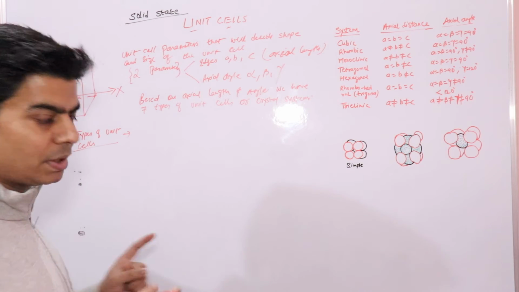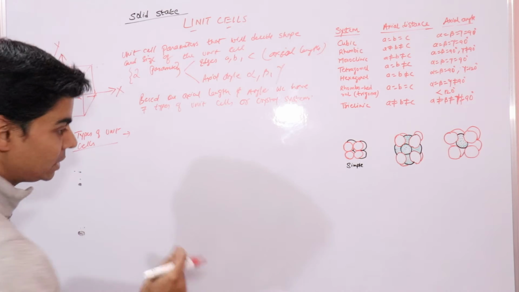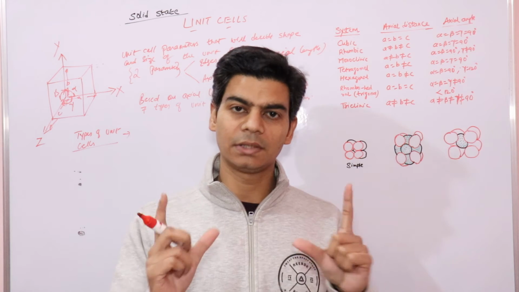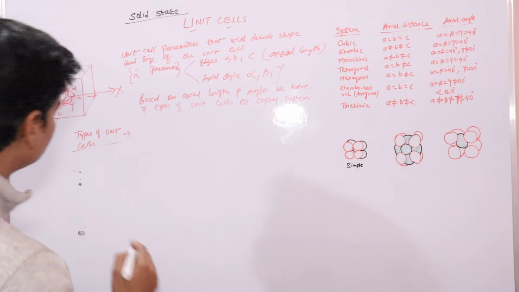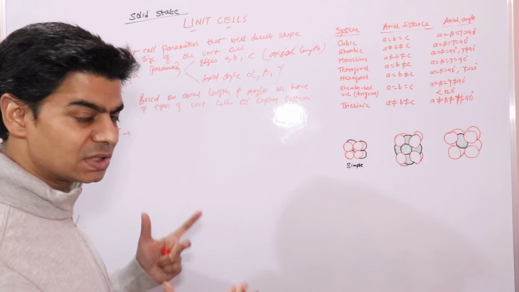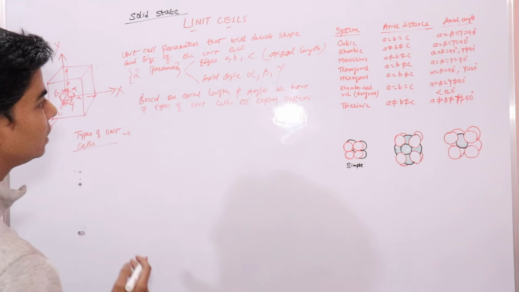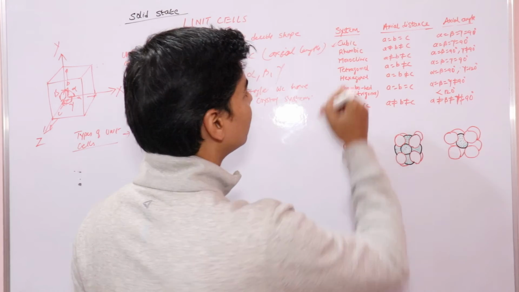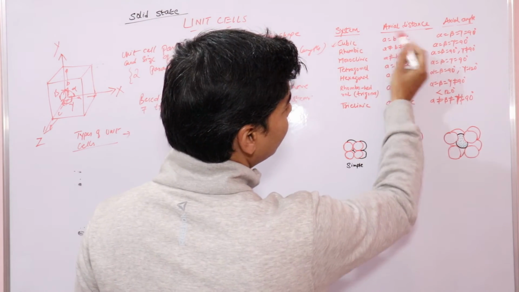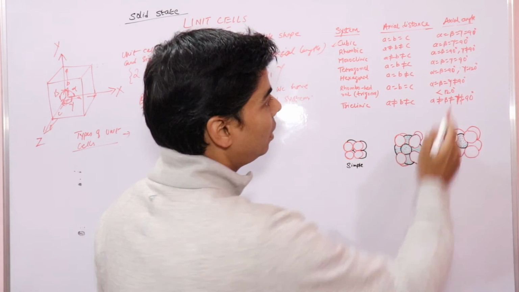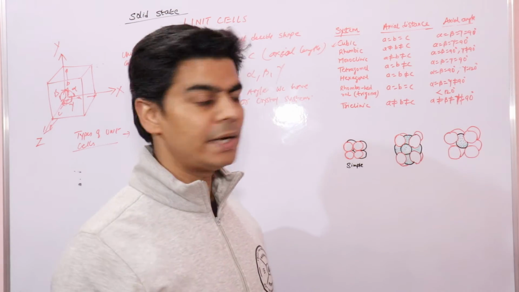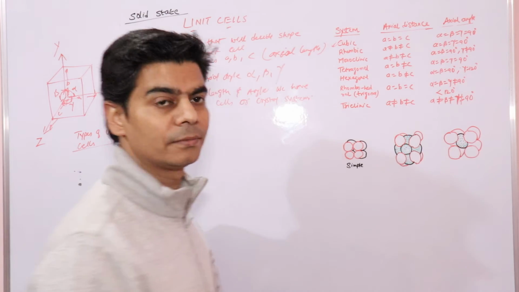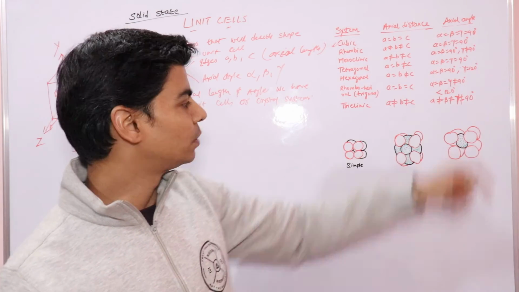So the most simple type of unit cell that we have is when the particles are present only at the corners of the unit cell. The simple type of unit cell is this one, cubic. And here, the cubic unit cell, the first one, where all three axial lengths are equal and all axial angles are equal to 90 degrees, is the most symmetric form of unit cell. This has maximum symmetry.